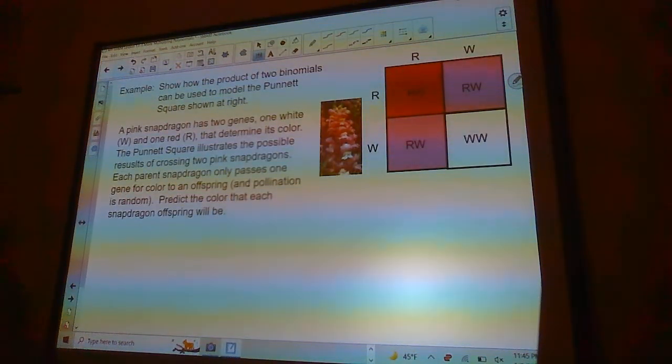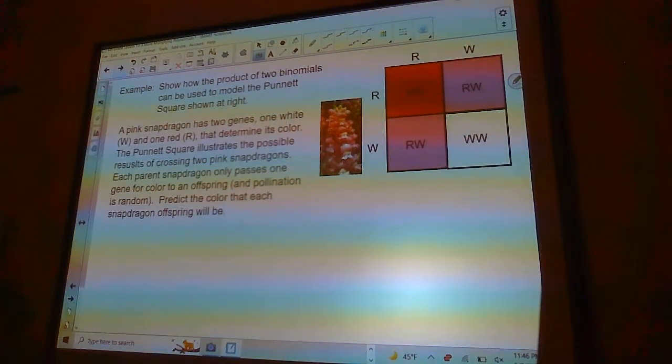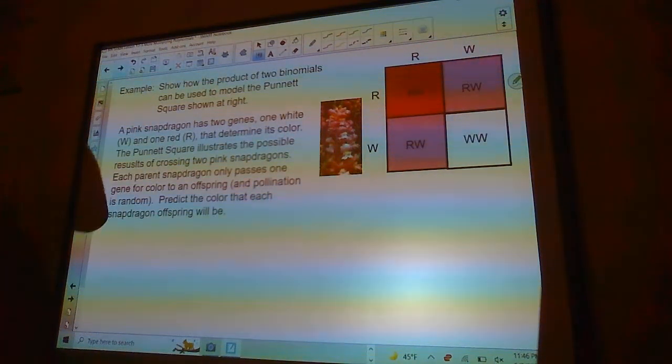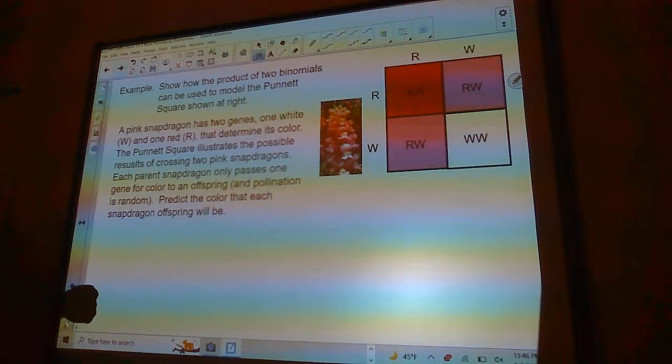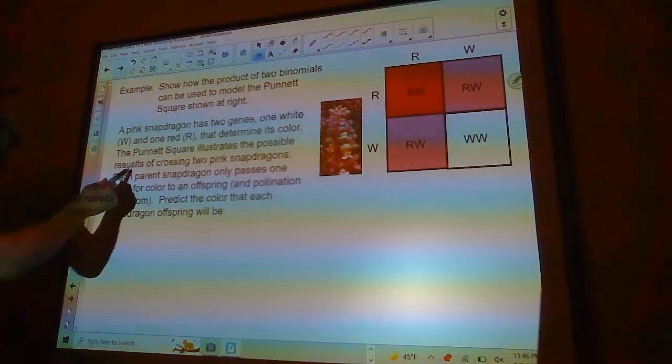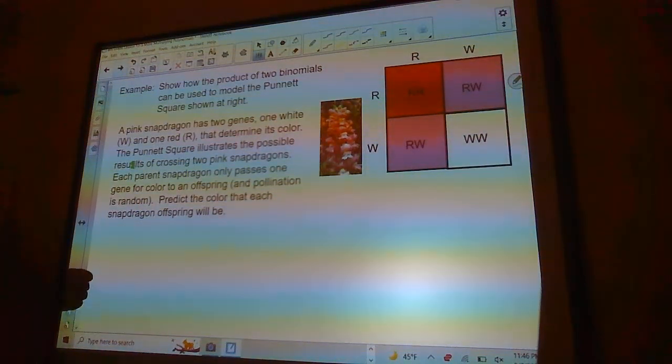Okay, show how the product of two binomials can be used to model the Punnett Square. So a pink snapdragon, here's my pink snapdragon, has two genes, one white, which we're going to call W, and one red, which we're going to call R, that determine its color. Okay, so the Punnett Square illustrates the possible results, that should say results, there should be no S right there, of crossing two pink snapdragons.